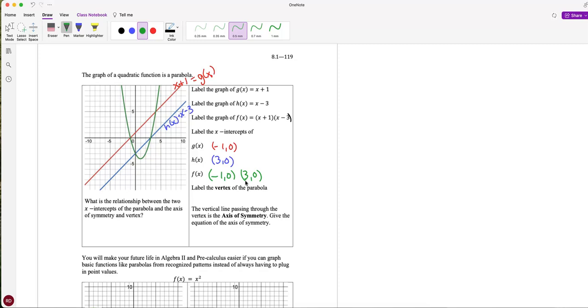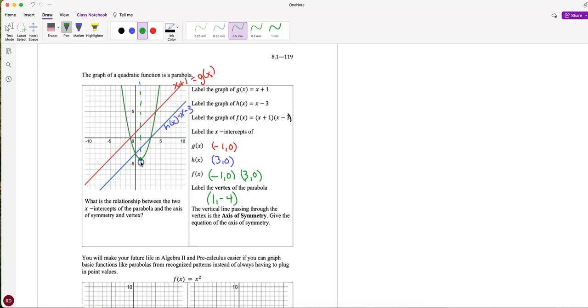The vertex of the parabola is this point right here. A parabola always comes to a point. So this vertex is 1, negative 4. The other thing we will notice about the parabola is that it is symmetric.